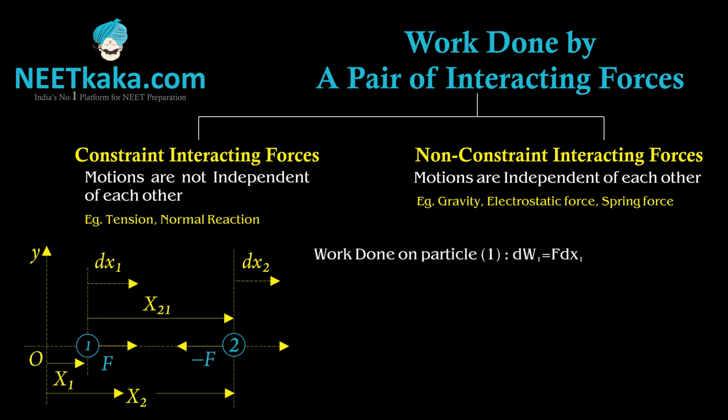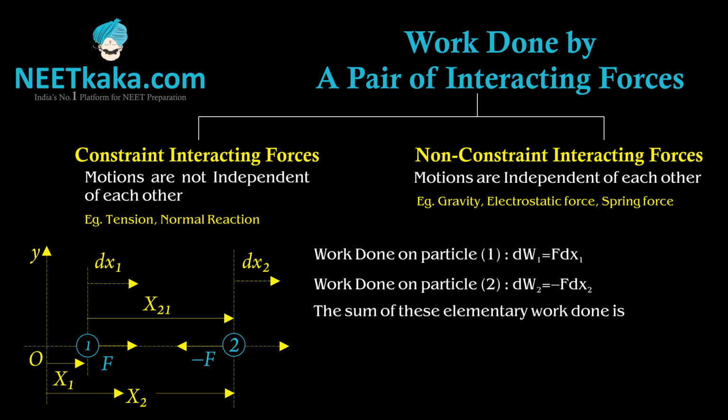So the work done on particle 1 is F dx1 and the work done on particle 2 is F dx2 cos 180, because on particle 2, F is directed opposite to the displacement. Now the sum of this work done, the total work done on the system, that is dW, is equal to dW1 plus dW2, and that is F dx1 plus (minus of) F dx2. That is F dx1 minus F dx2, that is F d(x1 minus x2). That is F d x of 1 with respect to 2.